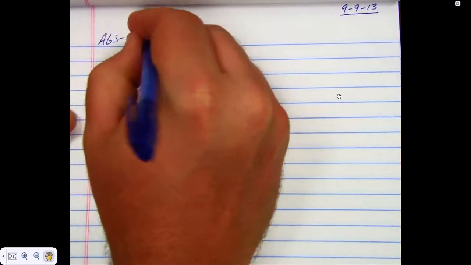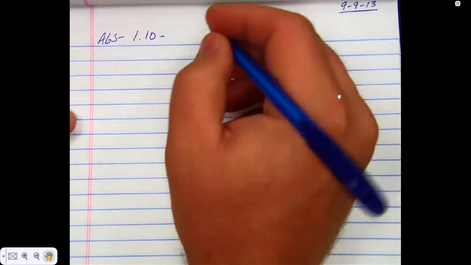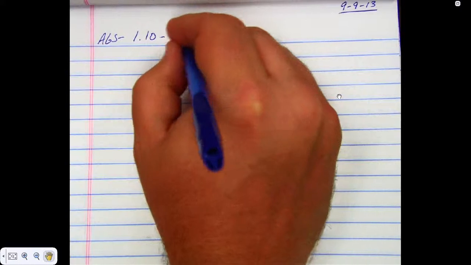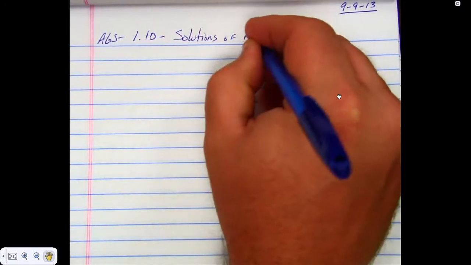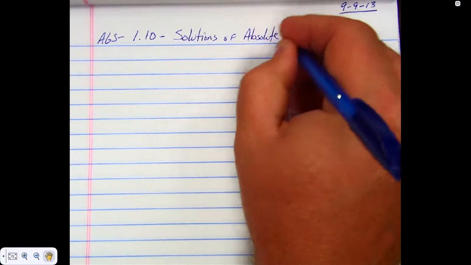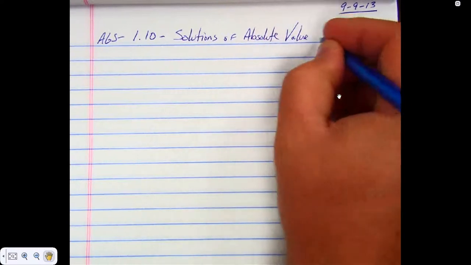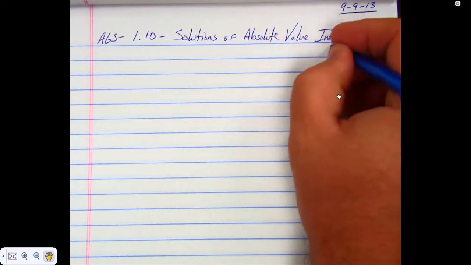Of course, as always, we need to put our date, which is, what is the date today? 9/9/13. AGS 1.10. Solutions of absolute value inequalities.